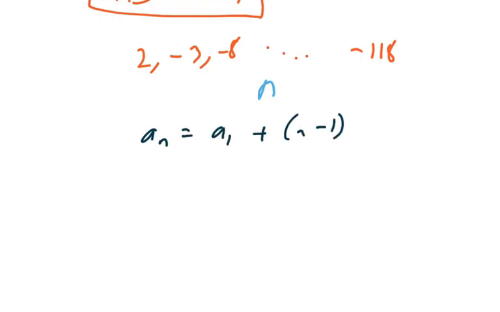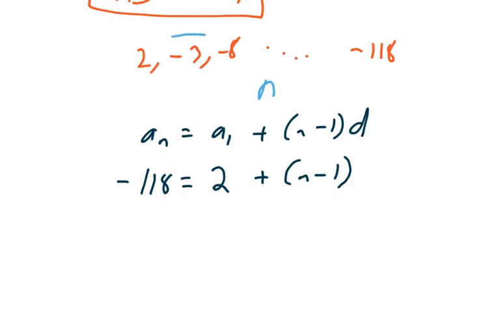For 3b, it gives me 2 and then negative 3 and then negative 8, and I don't need the rest until I get to negative 118, and it said find the number of terms, which means in this problem we are looking for n. So a sub n equals a sub 1 plus n minus 1 times d. A sub n is the last number, which is negative 118. A sub 1 is the first number, which is 2, plus n minus 1 times whatever d is. Well, how do we get from 2 to negative 3? We go down 5.